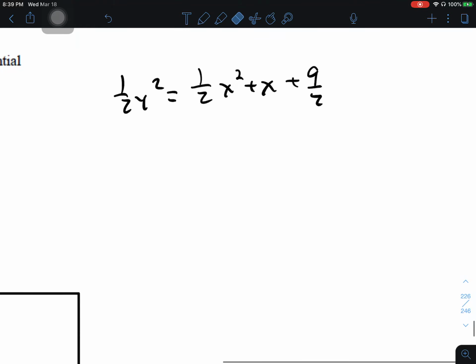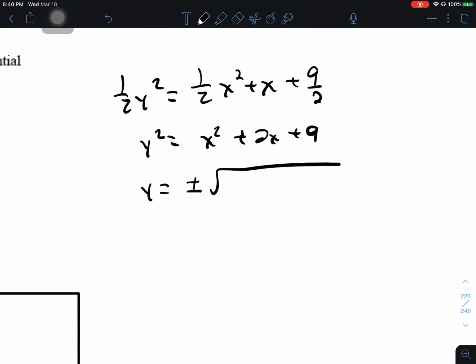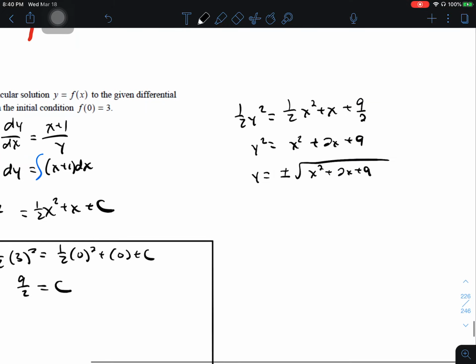Now to find the particular solution, we need to get y by itself. If we multiply every term by 2, we get y squared is x squared plus 2x plus 9. If you square root both sides, you get y by itself. We get 2 different answers. But we can't have 2 answers unless both answers work. We need an answer that contains 0, 3.